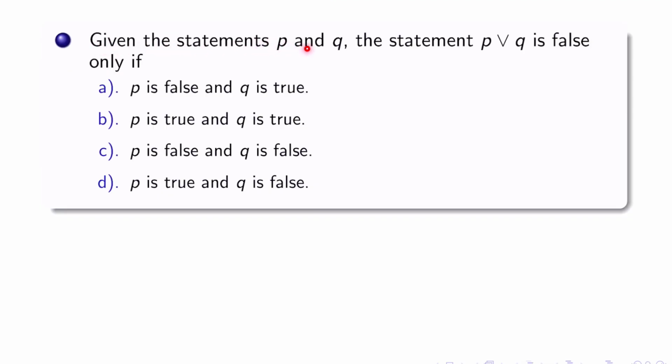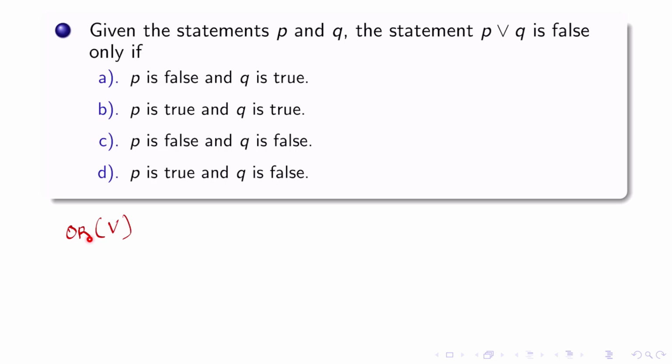Given the statements P and Q, the statement P or Q is false if and only if... For an or statement to be false, both conditions should be false. And so this statement will be false if and only if P is false and Q is false. And so the correct option is option C.